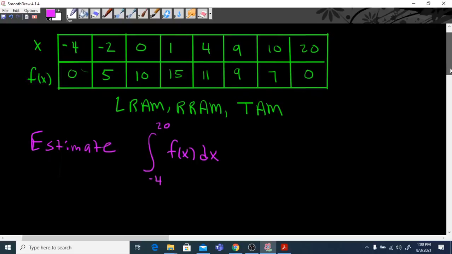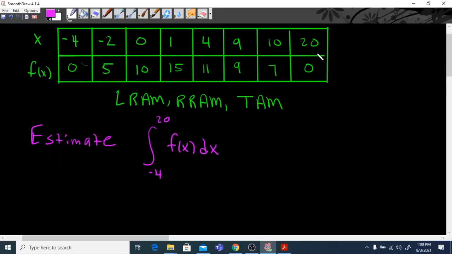The thing about this particular example is if you look at the width, for example, from -4 to -2, that's going to be 2. -2 to 0, that's 2 as well. 0 to 1, that's 1. So the width here is not the same everywhere. 1 to 4, that's a width of 3. 4 to 9, that's a width of 5. Again, the width is not the same everywhere, but we can still do the approximation.